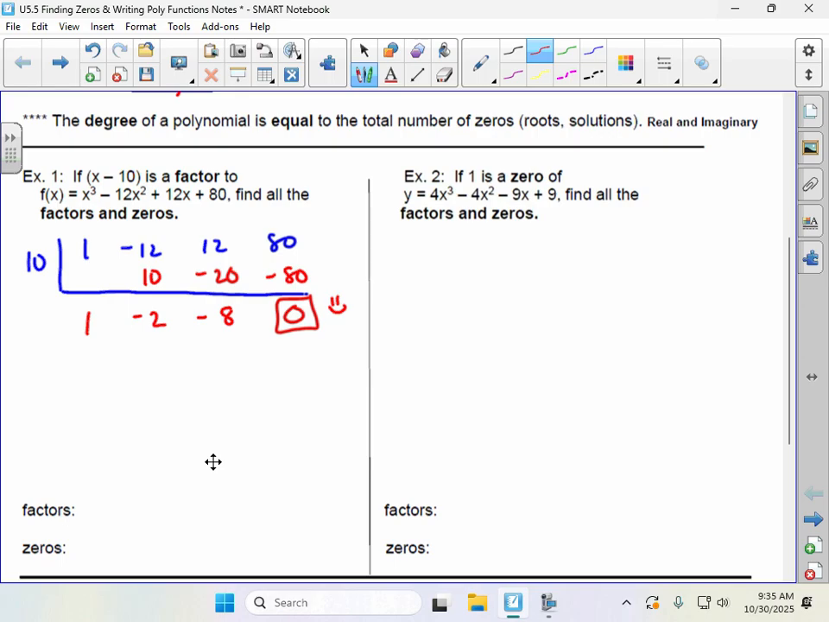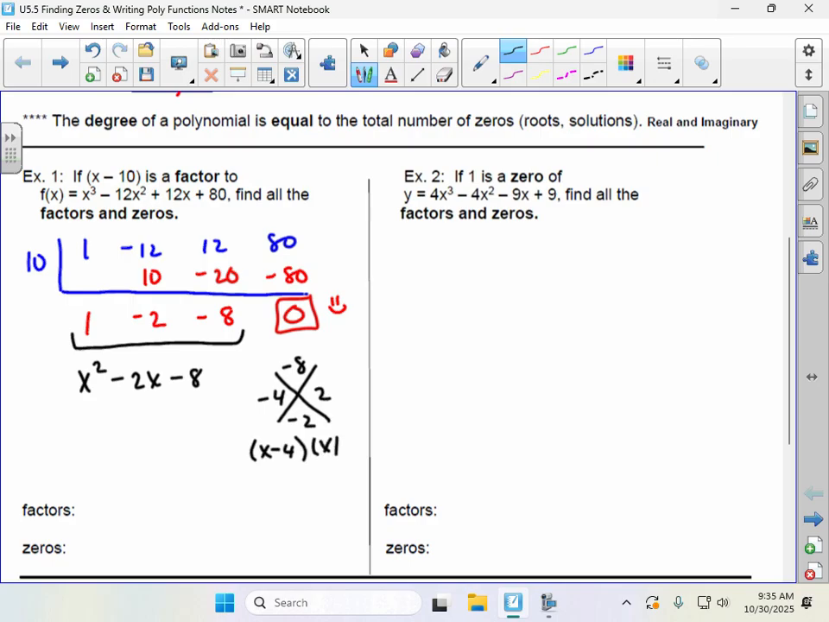Again, it's because they're telling us that x minus 10 is a factor, and because it's a factor, it divides evenly, and if it divides evenly, that means you get no remainder. All right, so now we're going to write the new polynomial. The original problem was x to the third, so ours starts one degree less: 1x squared minus 2x minus 8. Now we have three terms here, and this three-term polynomial we would factor using the x method. The negative 8 is on top, negative 2 is on the bottom, so the two numbers would be negative 4 and positive 2. And so the factors would be x minus 4 and x plus 2.